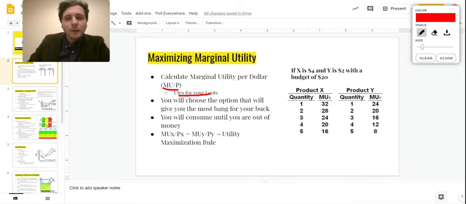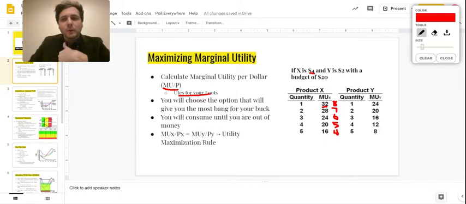So how do I find it? Well, I have my marginal utility here, 32. I know my price for X is $4. So it's going to be 32 divided by 4, which is 8. And then I got 27 divided by 4, which is 7. 26 divided by 4, which is 6. 20 divided by 4, which is 5. And then 16 divided by 4, which is 4, right?